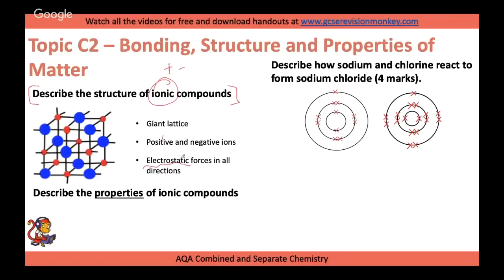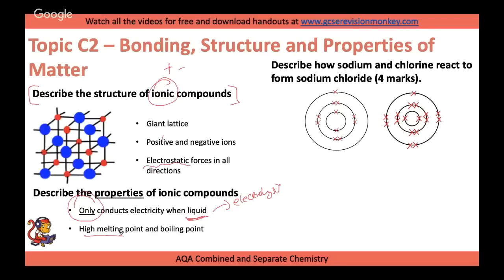The properties then of ionic compounds is they only conduct electricity when they're liquid. This has a link to electrolysis. If you remember, we said that only when the ions are free to flow can it conduct electricity. They have high melting points and high boiling points. If there's one question I want you to take away, this is something that's really common. It will say, describe how sodium and chlorine react to form sodium chloride.